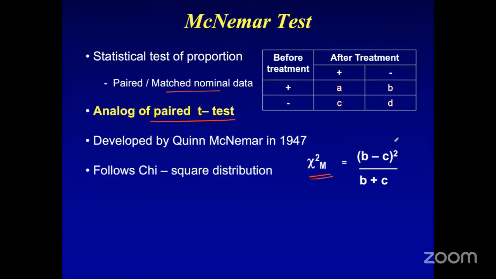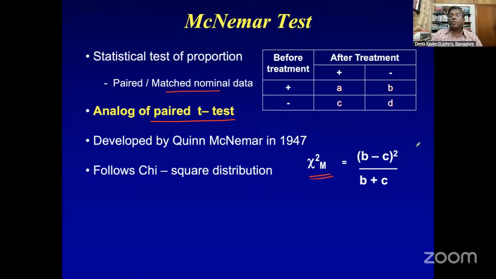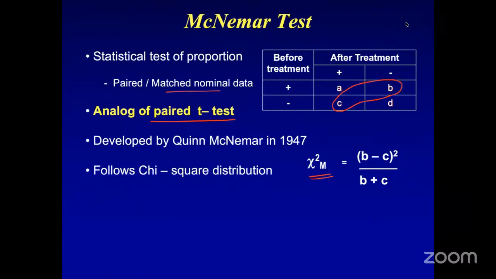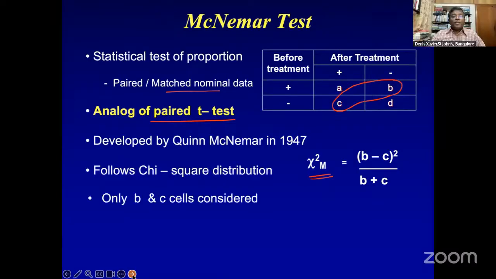So the formula for this is B minus C whole squared, divided by B plus C. So we seem to be using only B and C. Why are you ignoring A and D? A and D are very upset now. They feel left out. Why is that? Let's look at it.